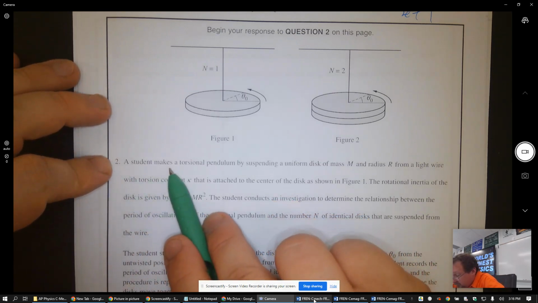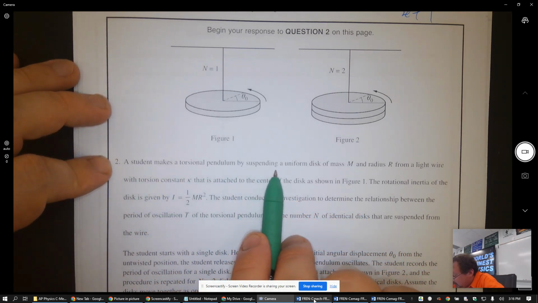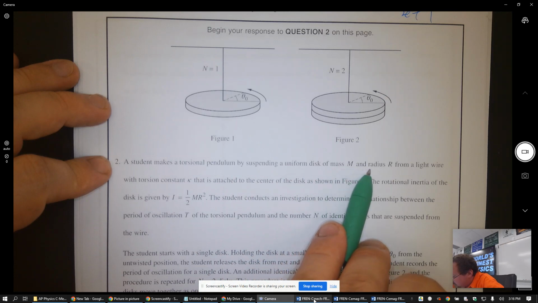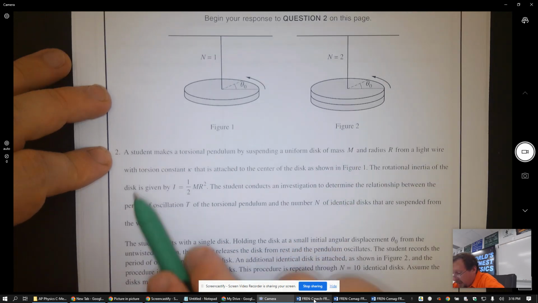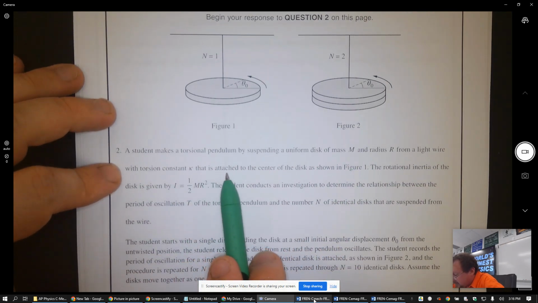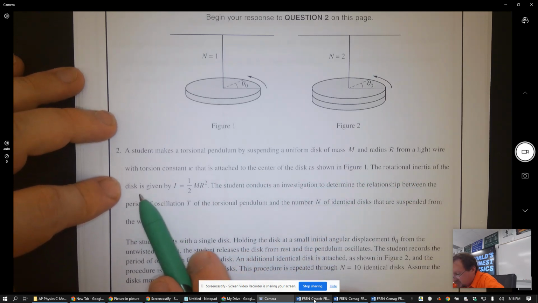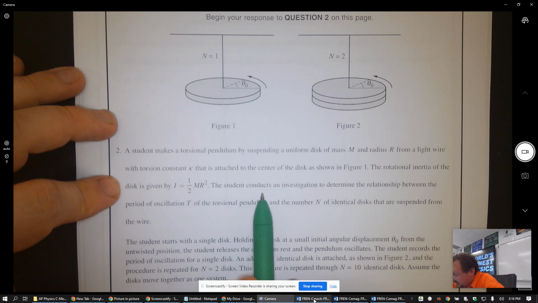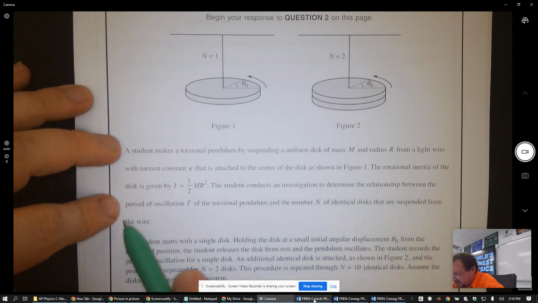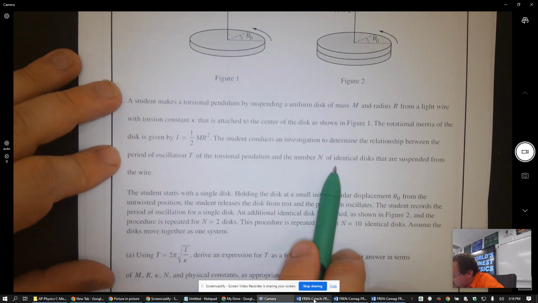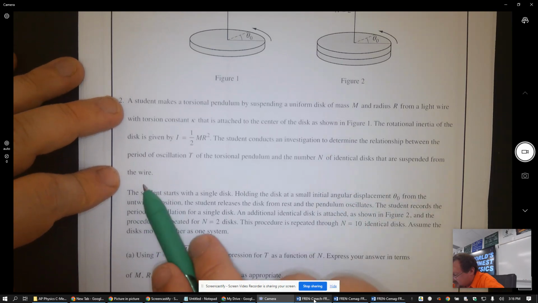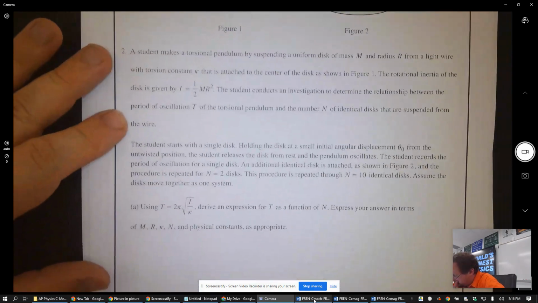All right. A student makes a torsional pendulum by suspending the uniform disk of mass M, radius R, from a light wire with torsion constant K that is attached to the center of the disk, as shown in figure 1. The rotational inertia of the disk is given by that. The student conducts an investigation of the relationship between the period of oscillation and the number of identical disks that are suspended from the wire. Okay, so that makes sense, right?